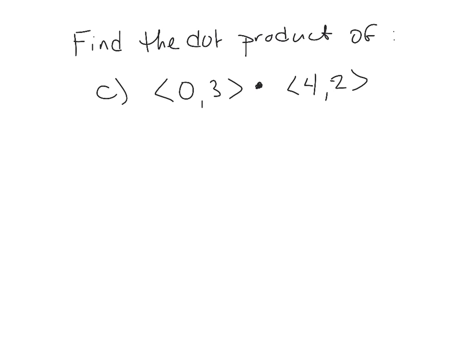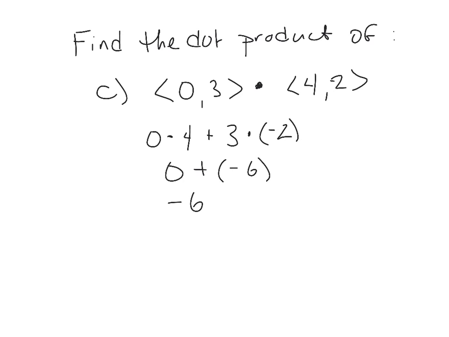Last example. I have 0, 3 dot product with 4, negative 2. Pardon my penmanship, that is a negative 2. So the dot product is 0 times 4 plus 3 times negative 2. So I have 0 times 4, which is 0, plus 3 times negative 2, which is negative 6, and I get negative 6 as my dot product.